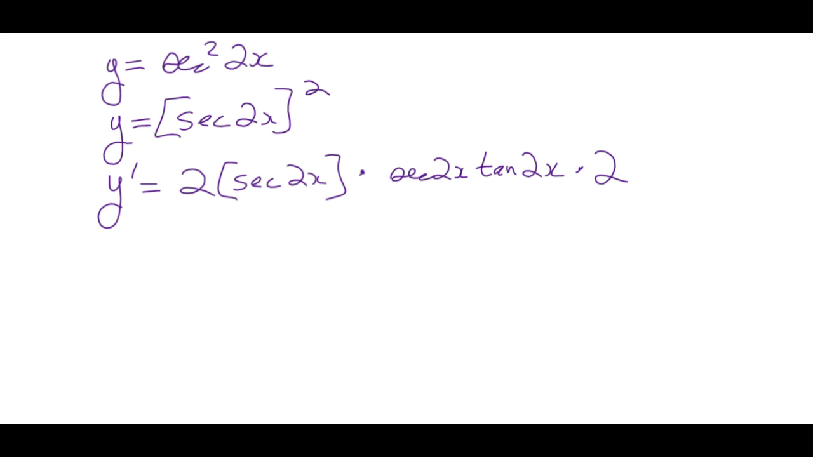And so neatening it up, we got 2 times 2 is 4. We got secant 2x times secant 2x, which is sec squared 2x, and then we've got a tan 2x. And that's that.